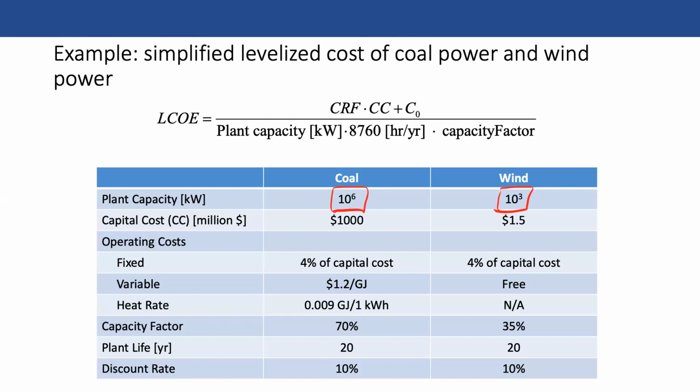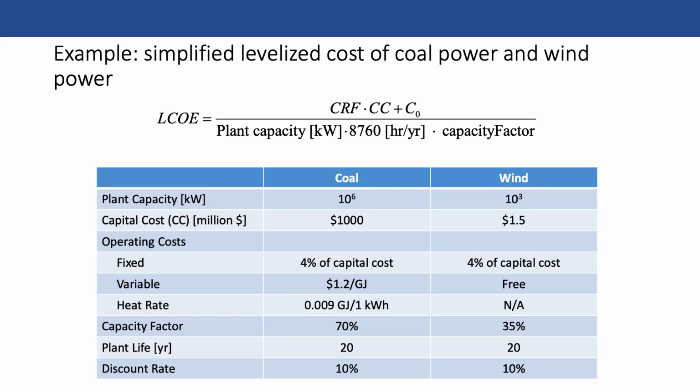Okay, actually, sorry, not a wind farm. This 1 megawatt would be equivalent to one turbine. Okay, so one turbine versus a coal plant. The capital cost is $1 billion for the coal plant, $1.5 million for the wind plant. There's fixed operating costs, so this is related to labor, maintenance, that sort of thing. There'll be 4% of the capital costs, and then variable costs.